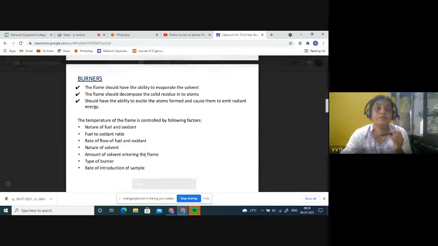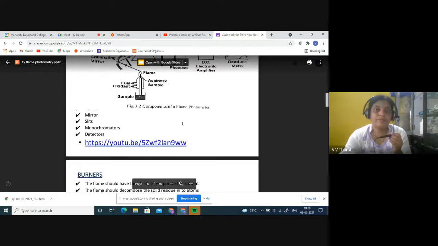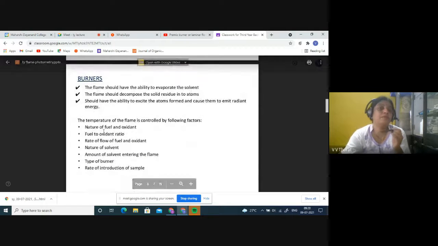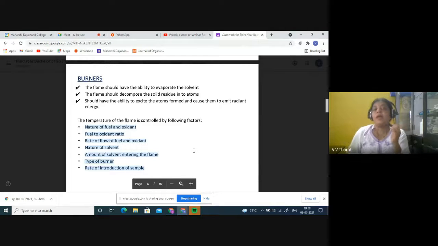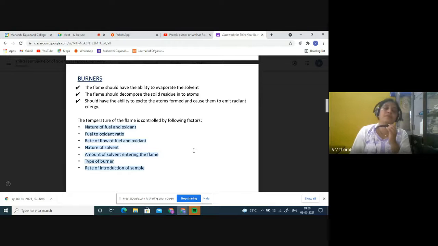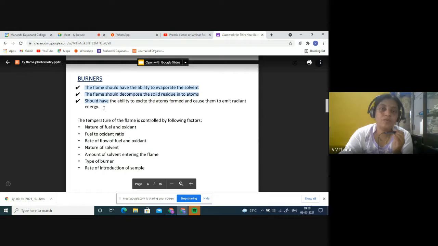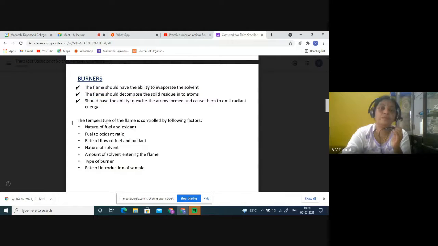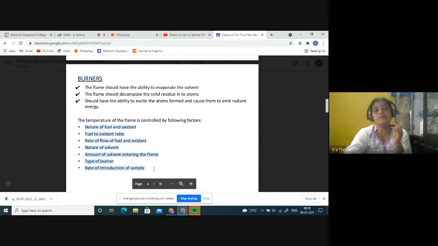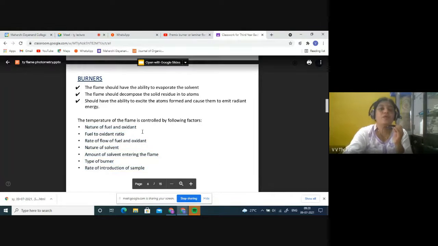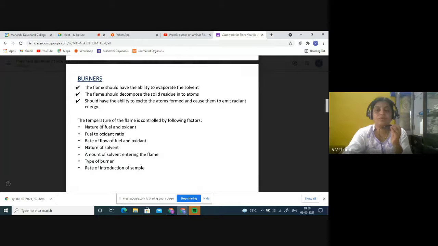Then the temperature of the flame you can adjust by varying these variables. And it is asked, if it is an offline paper, definitely for 2 marks. Either they will ask the role of burner, or the question may be how the temperature of the flame can be adjusted. You have to write either the nature of the fuel and oxidant.